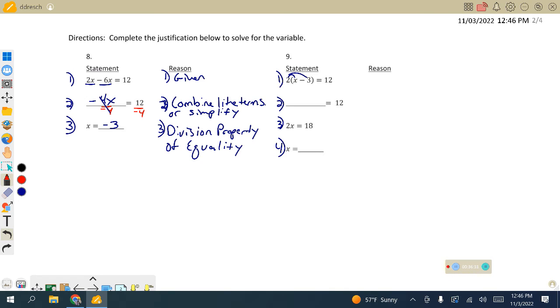What is 2 times x? 2x, right? And what is 2 times negative 3? There we go. That's it. It's nothing new. We did that before.